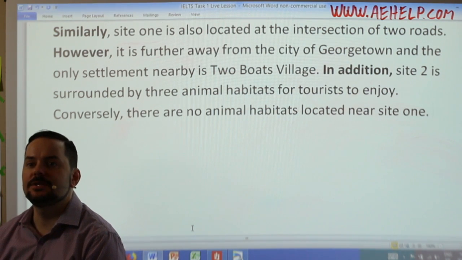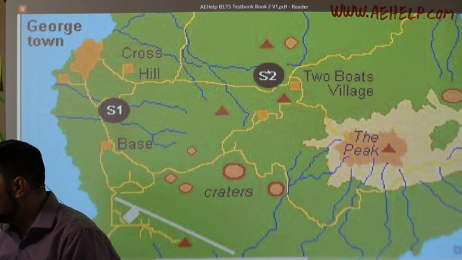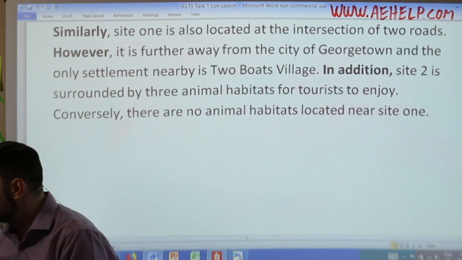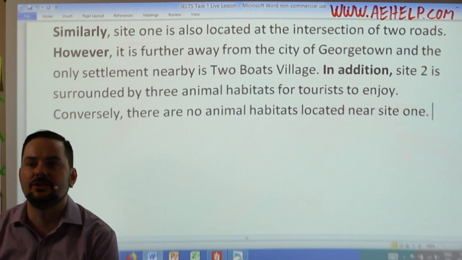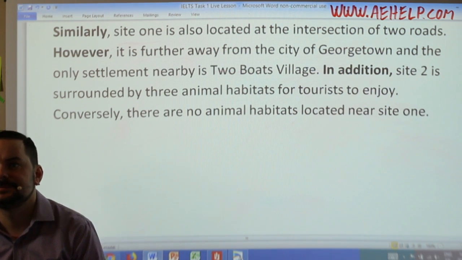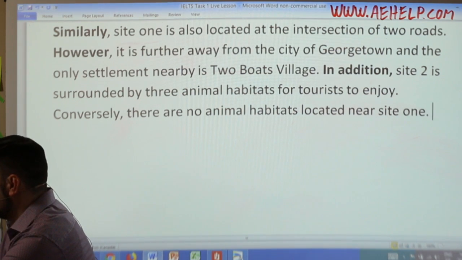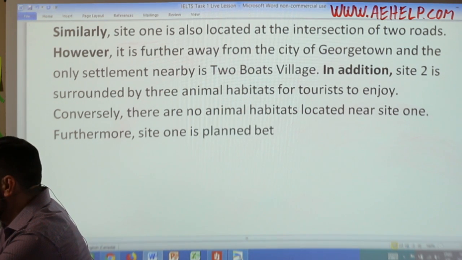Okay, and we can talk about Site 1 and Site 2 here. So notice that Site 2 is also along a river here. So can somebody create a sentence that describes where Site 1 and Site 2 are relative to these rivers? Yeah, so furthermore, Site 1 is planned between two rivers.